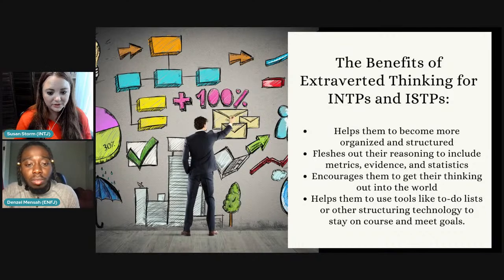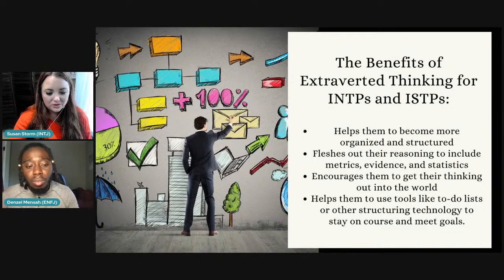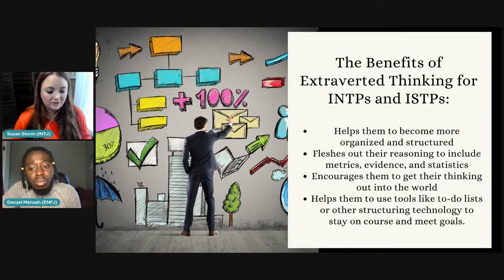And integrating extroverted thinking can mean that they flesh out their reasoning to include things like metrics, evidence, statistics. Extroverted thinking is logical in the sense that it looks at what in the external world proves that something makes sense. And so when introverted thinking types integrate that, they pay more attention to the evidence, to the metrics, to the numbers. And integrating it also encourages them to get their thinking out into the world and helps them to use tools like to-do lists, like we talked about, using different tools in order to get their life more structured and more organized.